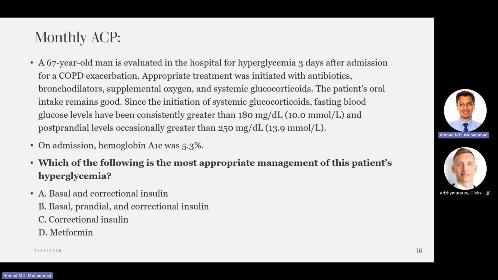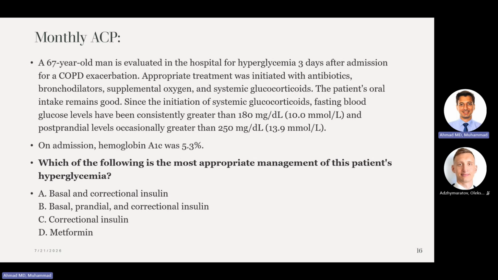The basal. Prandial. Okay, and are we sure that is going to be enough, or what do we typically do to help us fill in the gap? Yeah, the correctional, right? Like I said, this is not a trick question, but this is a good example of giving a patient insulin when in fact they may not have diabetes.